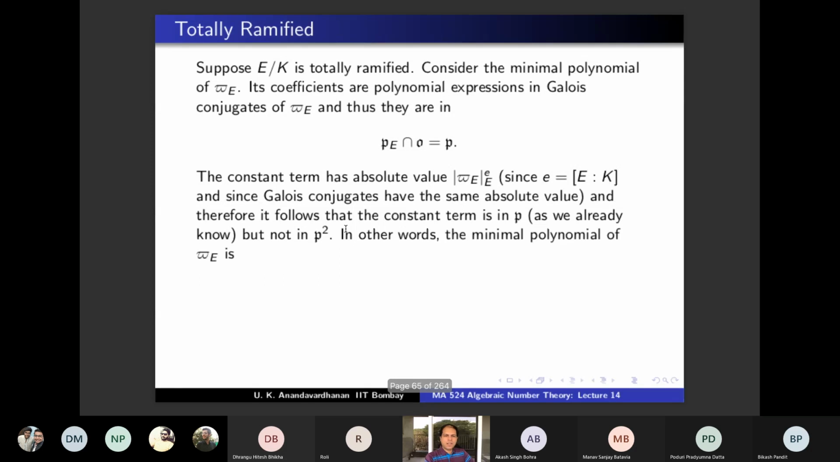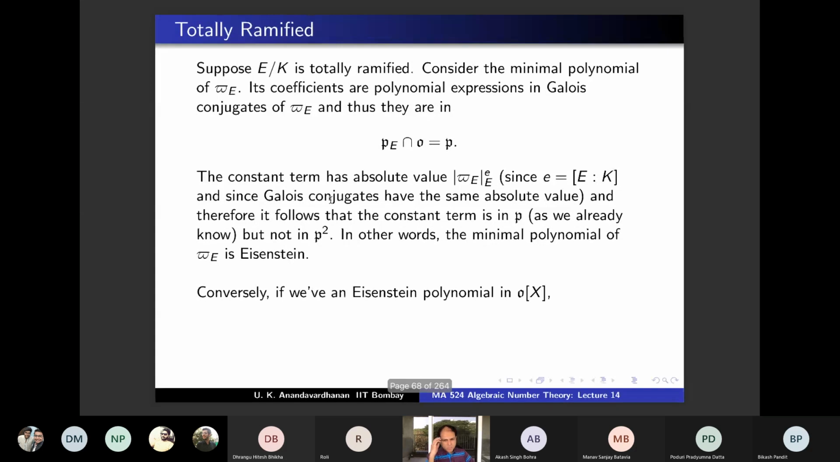In other words, the minimal polynomial of pi_e is Eisenstein. I don't know whether this is standard terminology, but let's call this property Eisenstein. So what we have shown is that if you have a totally ramified extension and you take the generator of the prime ideal, its minimal polynomial is an Eisenstein polynomial.